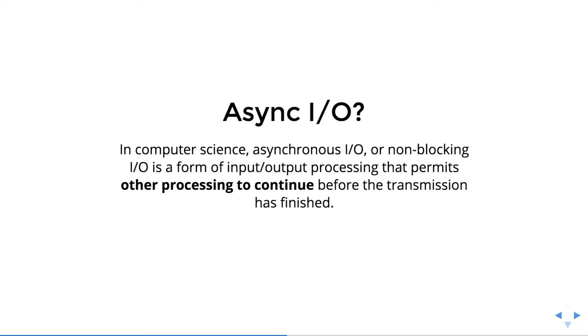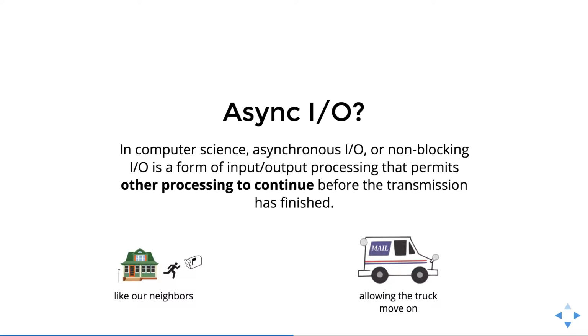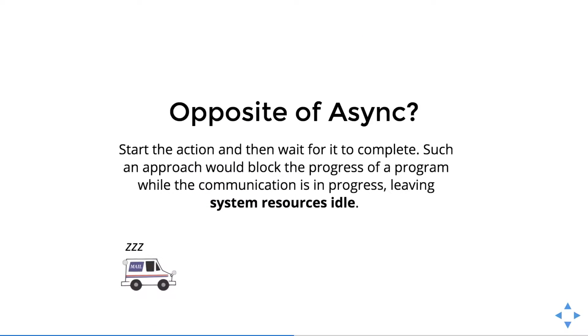So let's talk about async I/O. In computer science, async I/O or non-blocking I/O is a form of input-output processing that allows other processes to continue before the transmission is finished. So just like the neighbors let the truck move on, right, while they open and read and pay their bills. It allows the truck to move on. The opposite of that would be synchronous or blocking, right? And that's when they start an action and then they wait for it to complete. And such an approach would block the progress of a program while the communication is in progress, essentially leaving system resources idle, right? The truck.